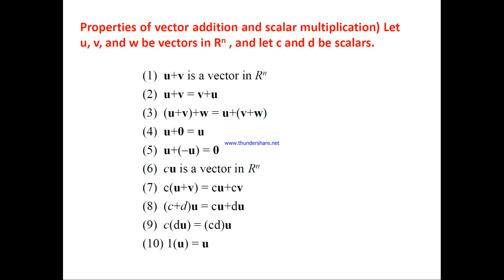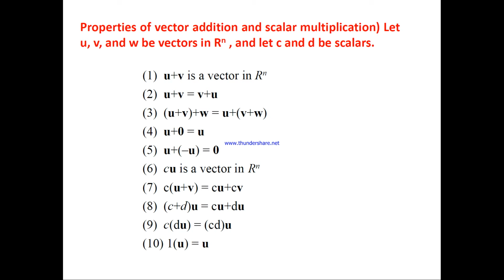Then multiply a scalar element c, that is the sixth property you can see on the slide. Multiply the scalar element c with u. After multiplying c with u, that should also be a vector in R^n. So that should also be a vector in R^n.